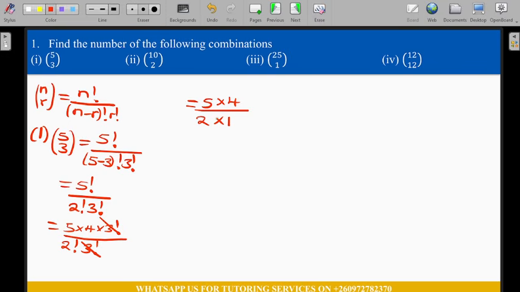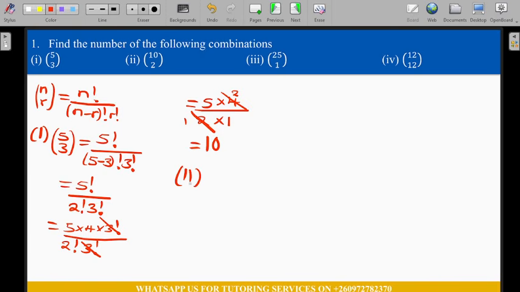Also here, remember, for this type of mathematics we don't use a calculator, we just need to simplify. So 2 into 2, that's 1. Then 2 into 4, that's 2. So now we have 5 times 2, which gives 10. So basically 5 combine 3 gives an answer of 10.